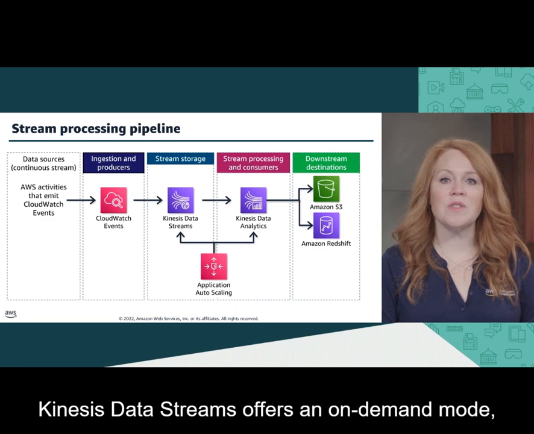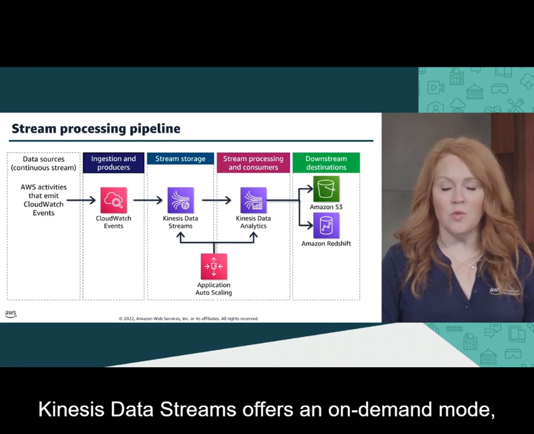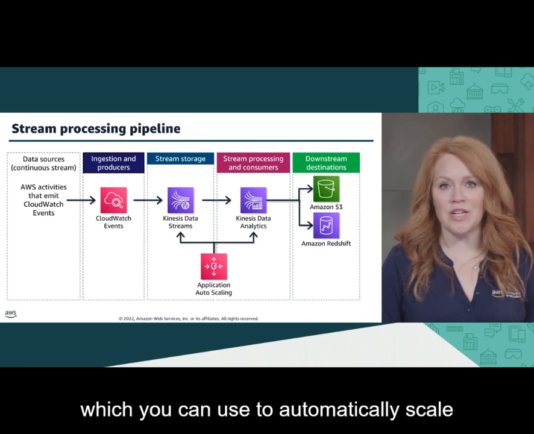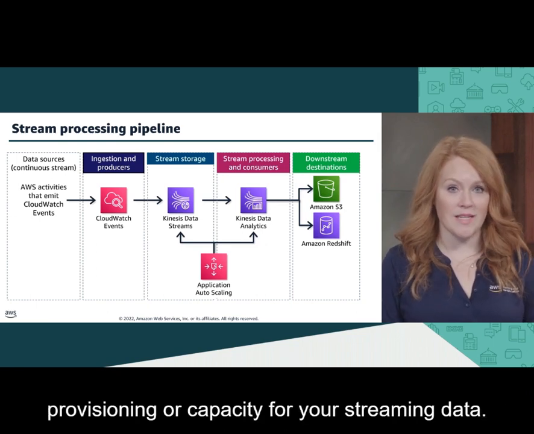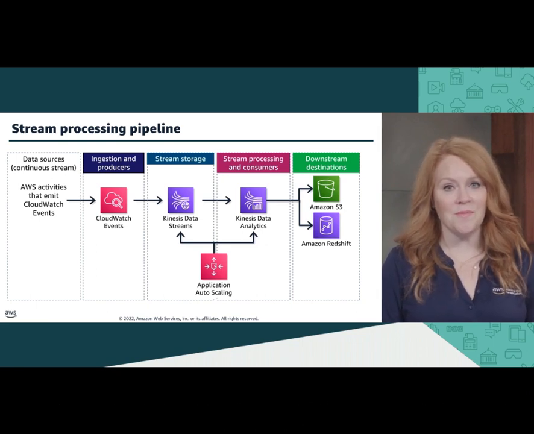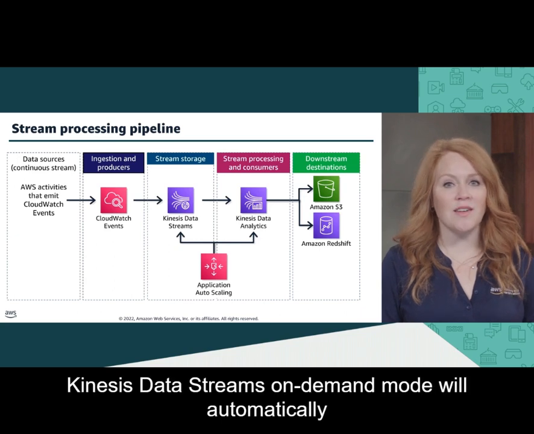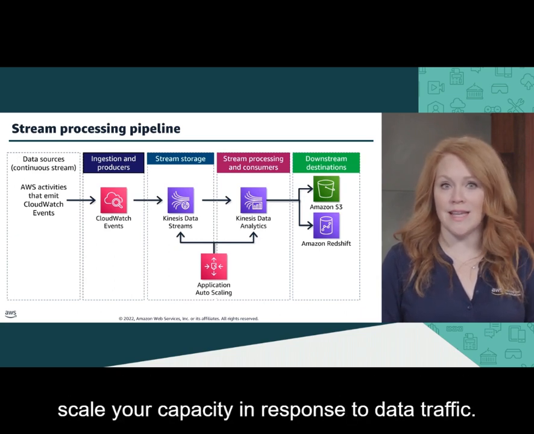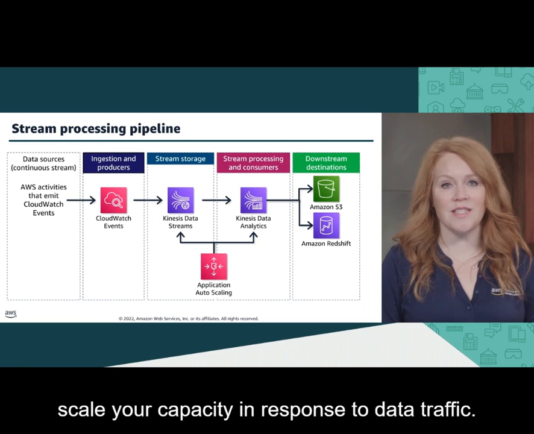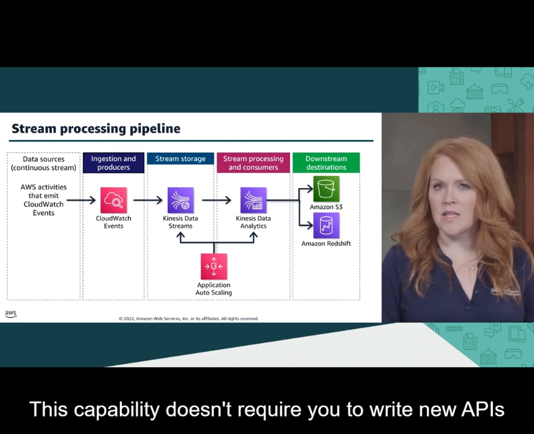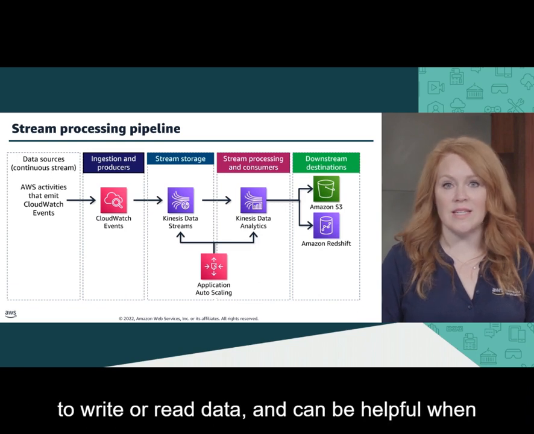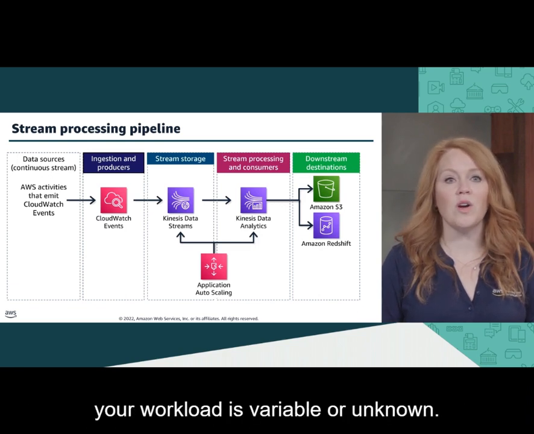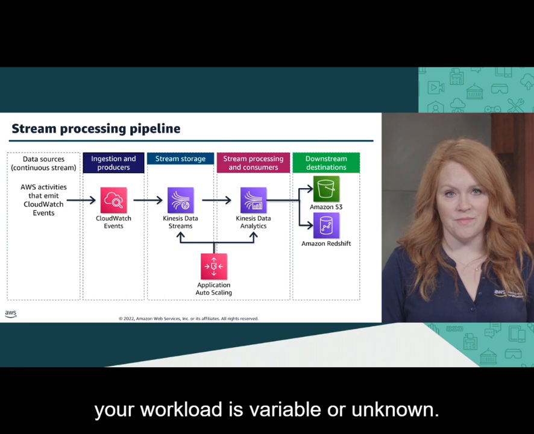Kinesis Data Streams offers an on-demand mode, which you can use to automatically scale your Kinesis data streams without needing to manage provisioning or capacity for your streaming data. Kinesis Data Streams on-demand mode will automatically scale your capacity in response to data traffic. This capability doesn't require you to write new APIs to write or read data and can be helpful when your workload is variable or unknown.